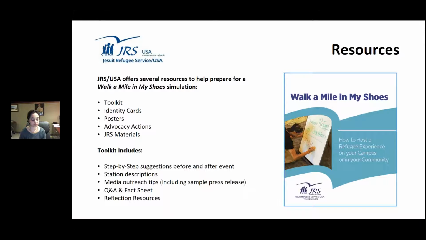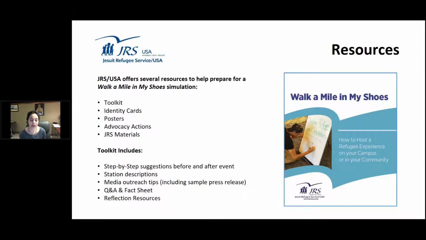timely, up-to-date information. And again, the toolkit itself includes step-by-step guides, a description for each of the stations that I mentioned. We also have a media outreach tip page, including a sample press release. We've actually had a fair amount of success with some of the schools gaining some media interest in their event, and that's the clip I'll show you in a couple of minutes as a news story for Fairfield. We also have a Q&A and a fact sheet in the toolkit, so that's where you can get your information about the refugee crisis, some key statistics. Certainly you can do your own research as well, but it's a starting point in terms of being able to use some of that information at each of the stations.